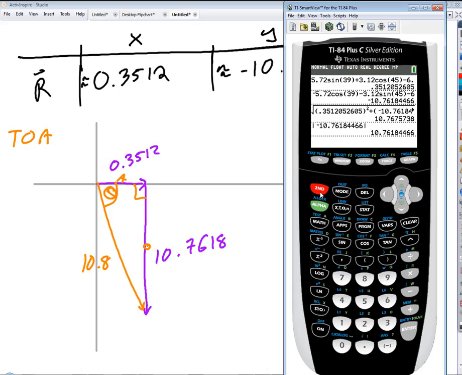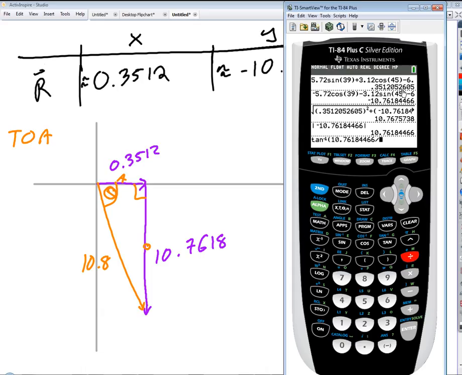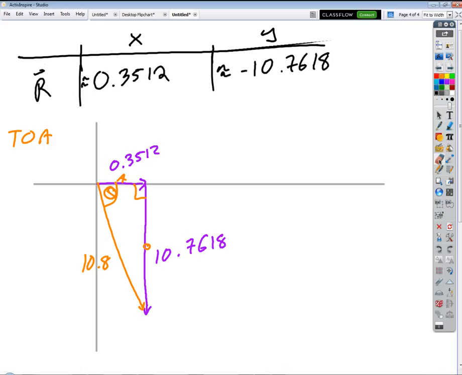So now I'll go second tangent, so inverse tangent of, I want the 10.7 blah, blah, blah number divided by the small number. And it gives me back 88.1. Okay? So this angle right here is about 88.1. All right? Okay?